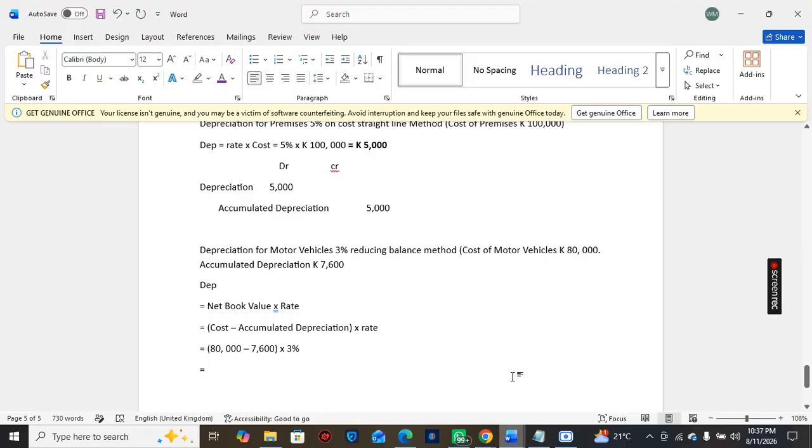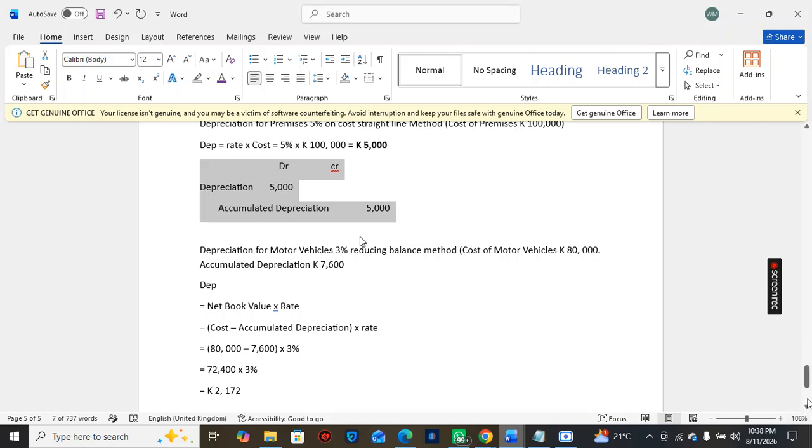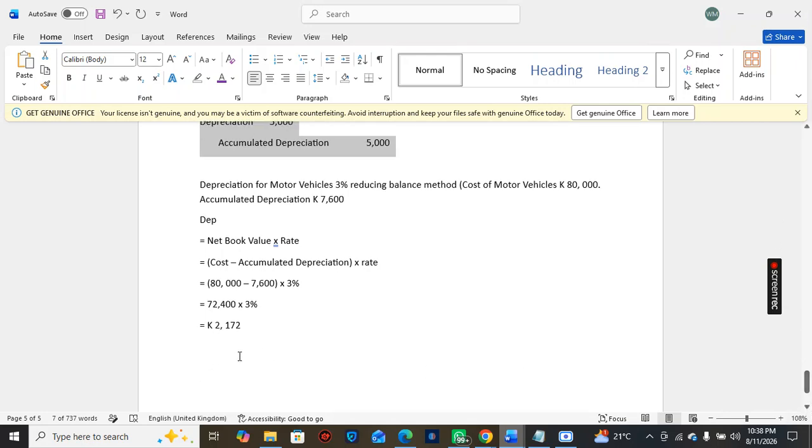Yes, so 80,000 minus 7,600, 72,400, multiplied by 3%. 72,400 multiplied by 3%, that's 2,172. That is the depreciation expense that we're going to charge for the year for motor vehicles.